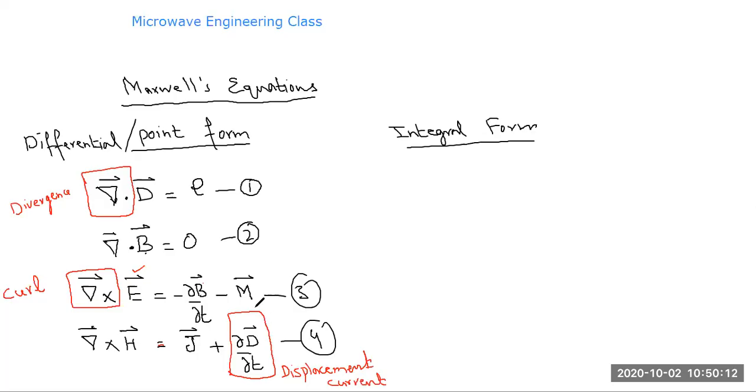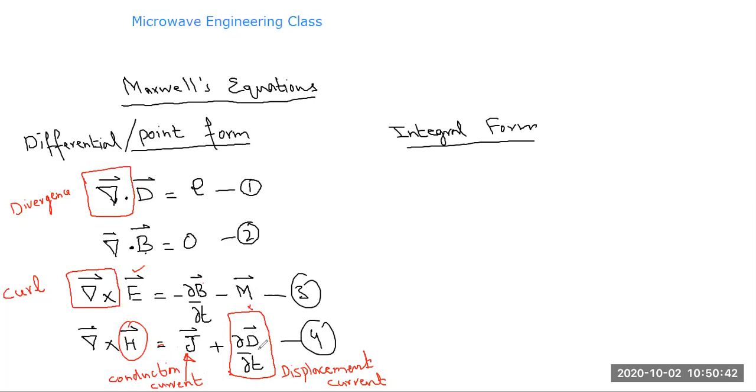Before Maxwell, this term was not there. And the problem was, if we don't include this term, then according to these four equations, what is the source of magnetic field? Source of magnetic field is current. This one is known as conduction current, the normal current that we are used to, that is the motion of electrons.